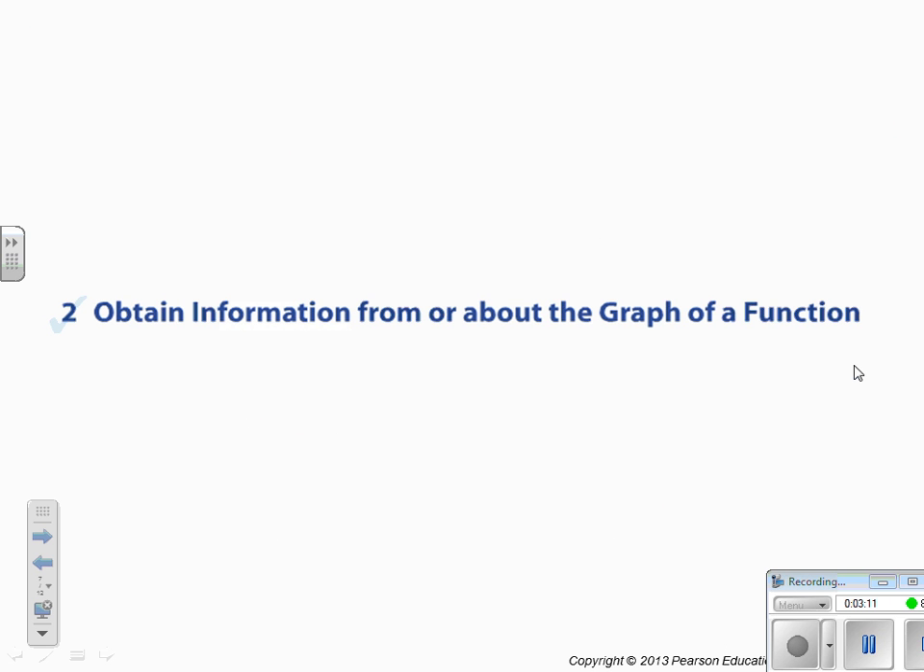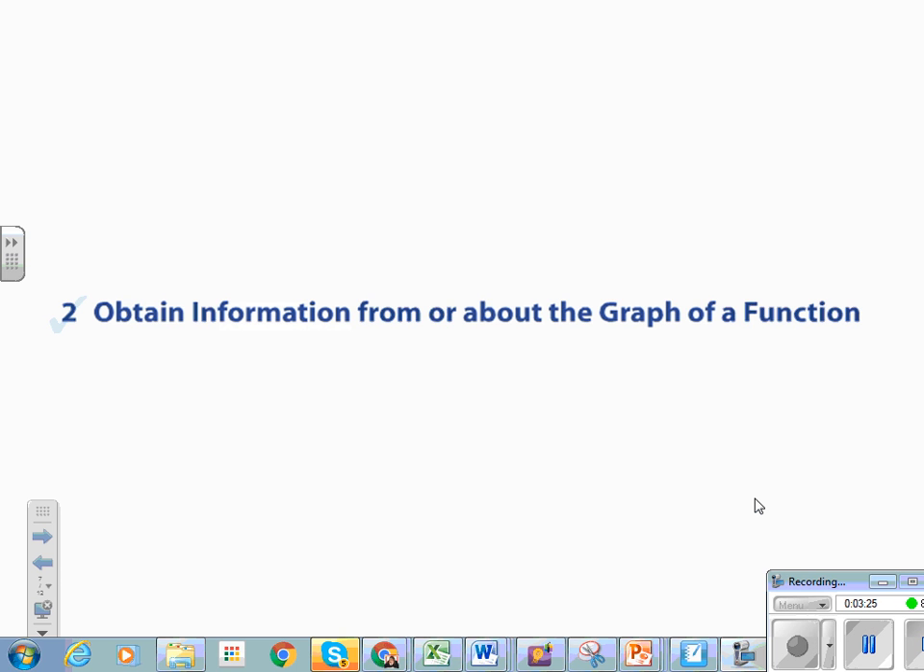Oh! Surprise! Surprise learning objective. Obtain information from or about the graph of a function. To get information from or about a function.